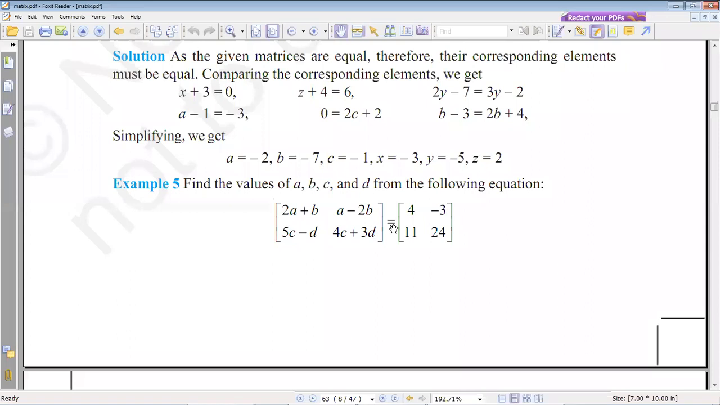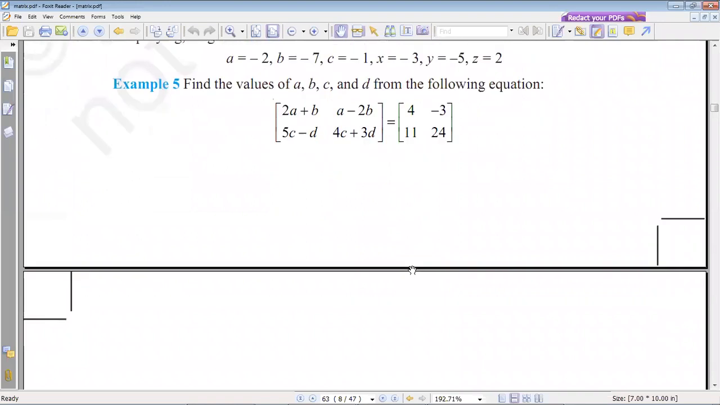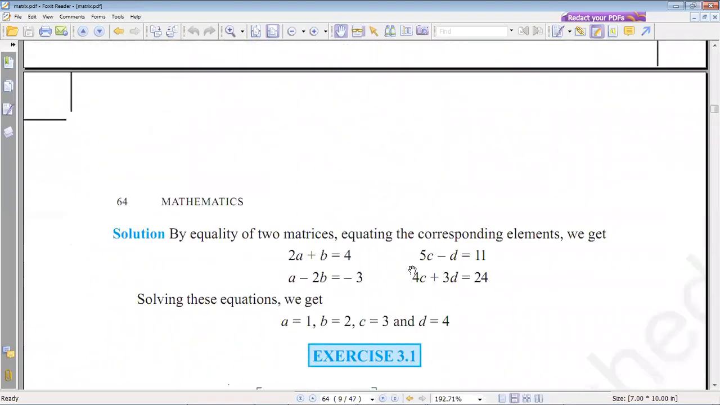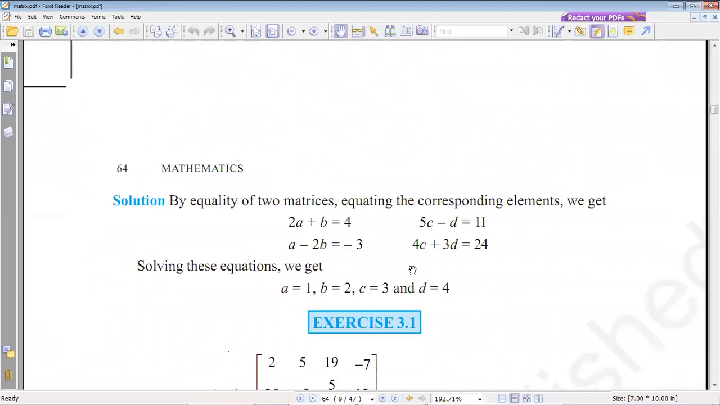Since equality is given, that means twice A plus B should be equal to 4. Again, A minus twice B is equal to -3, and 5C minus D equal to 11, and 4C plus thrice D equal to 24. So you got 4 equations: twice A plus B equal to 4, A minus twice B equal to -3, 5C minus D equal to 11, and 4C plus 3D equal to 24.